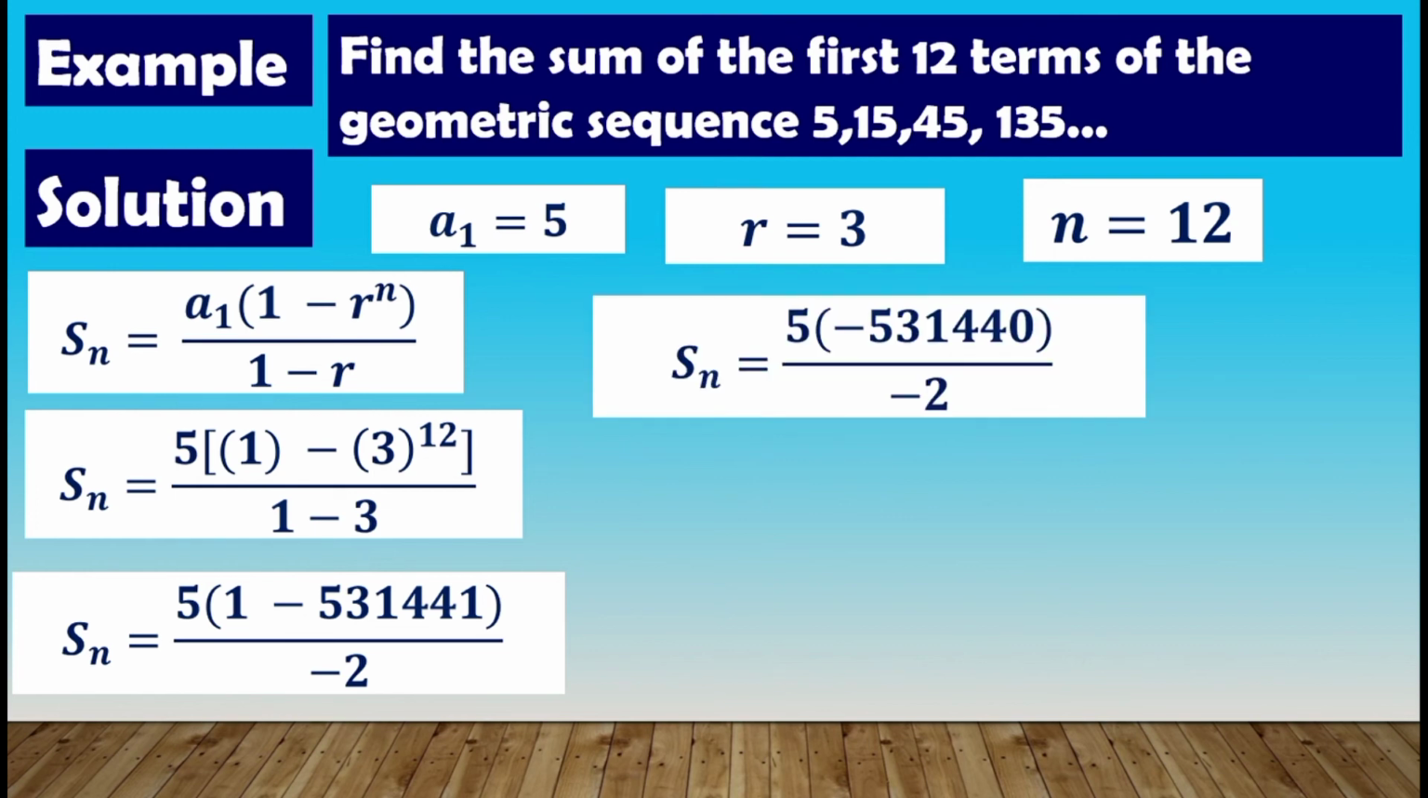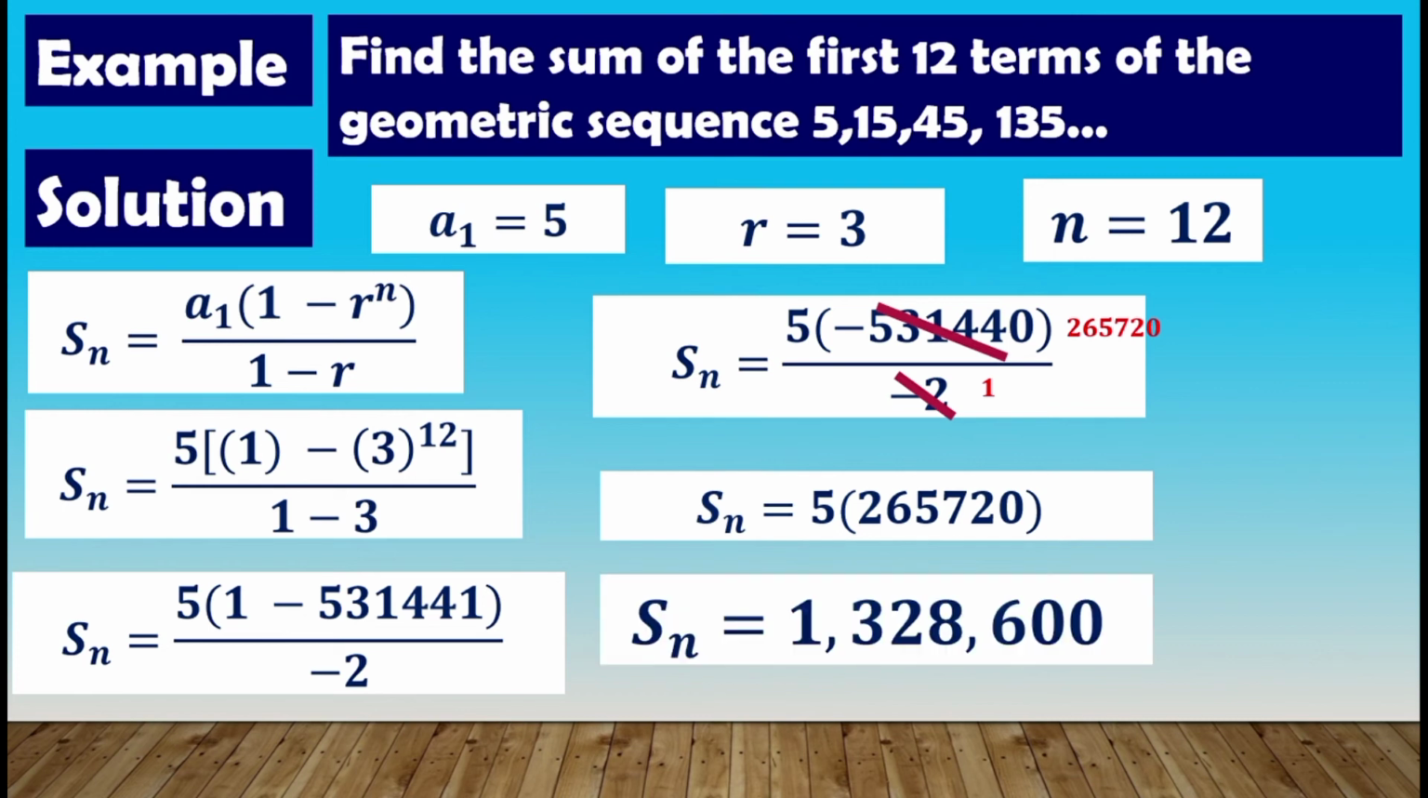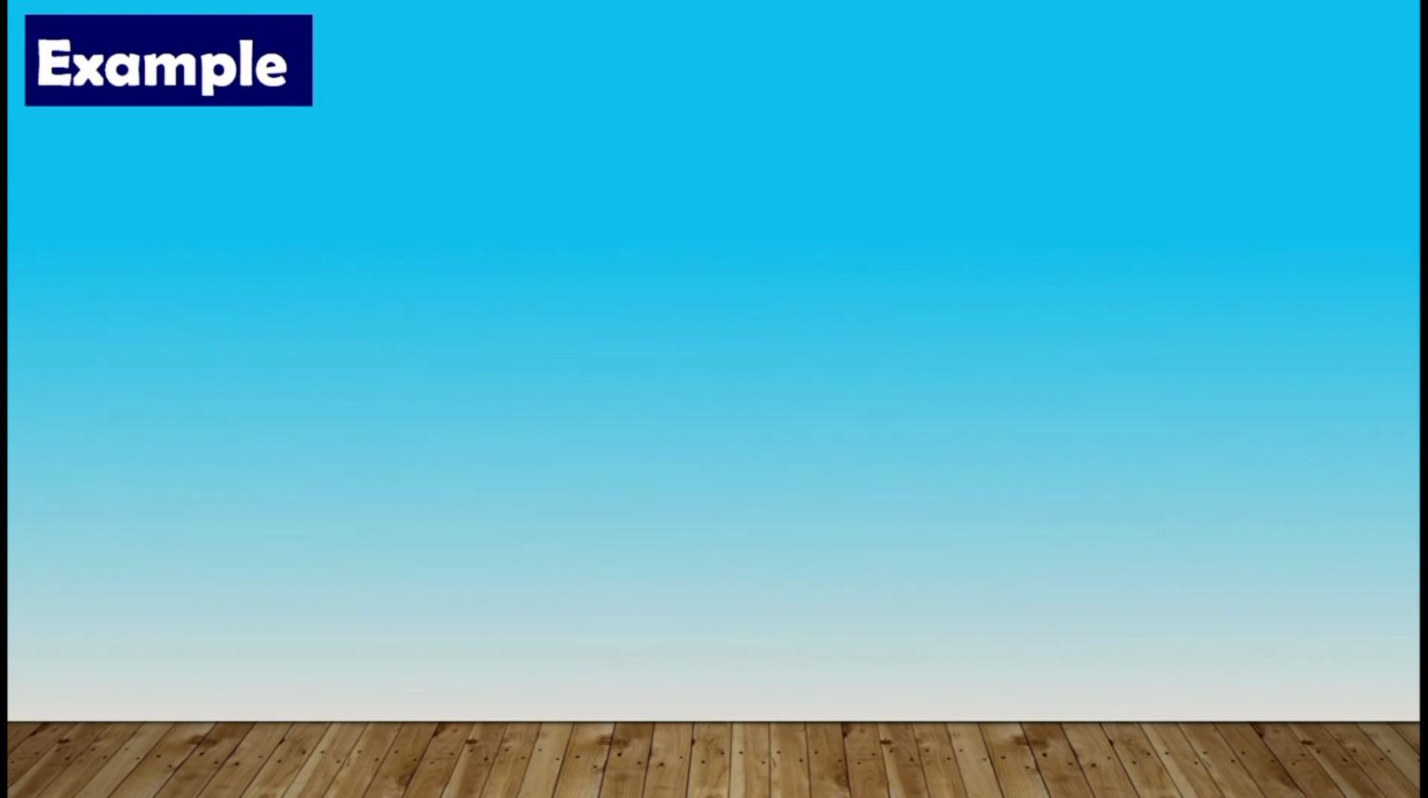Then, S sub n is equal to 5 times the quantity -531,440 all over -2. -531,440 is a result when we combine 1 minus 531,441. Then, we can simplify -531,440 and -2 because they are both divisible by -2. Then, the simplified form becomes S sub n is equal to 5 times 265,720, which leads us to a result of 1,328,600. Let's have another example.